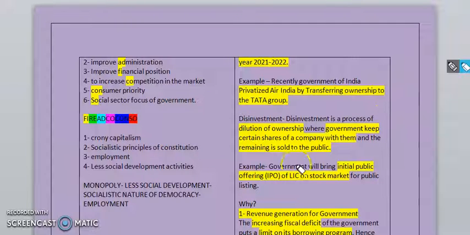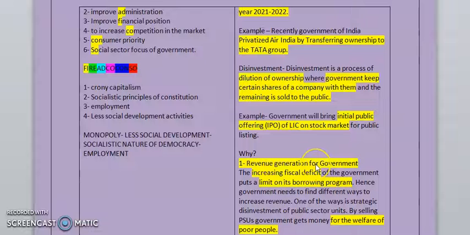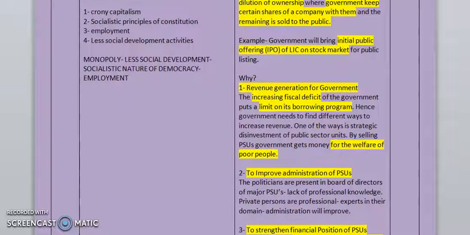Here you can write the example that the government will bring the initial public offering of LIC to the stock market for public listing, and it is an example of disinvestment. Next, this is why the government does privatization or disinvestment. The first reason is revenue generation for the government.